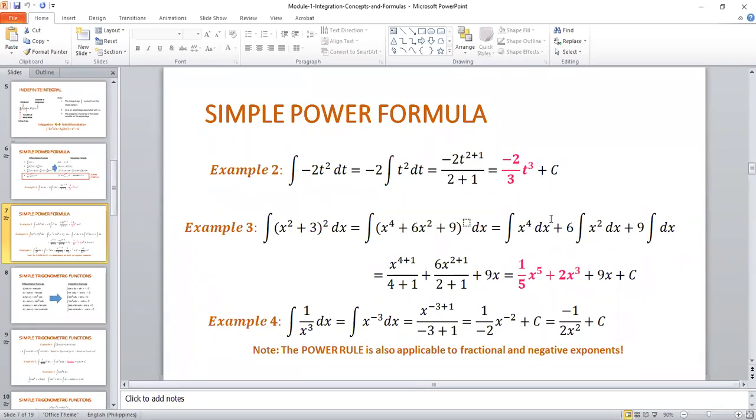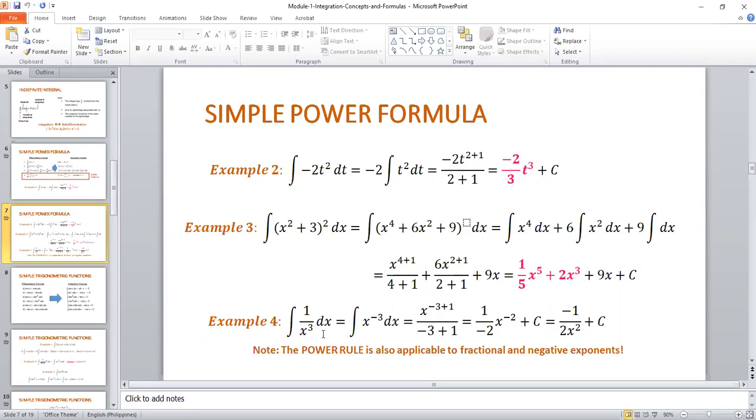Okay? When you use power rule for x to the 4th, that would be x to the 5th over 5. When you use power rule for x squared, that would be x cubed over 3. So you add 1 here over 3. But since you have a 6 here, 6 over 3 is 2. So 2x cubed. Now this one is what I'm telling you a while ago. The integral of dx is you simply drop the d. So that would be x multiplied to 9. So we say this is the antiderivative of the quantity x squared plus 3, squared. Okay, or it's the integral.